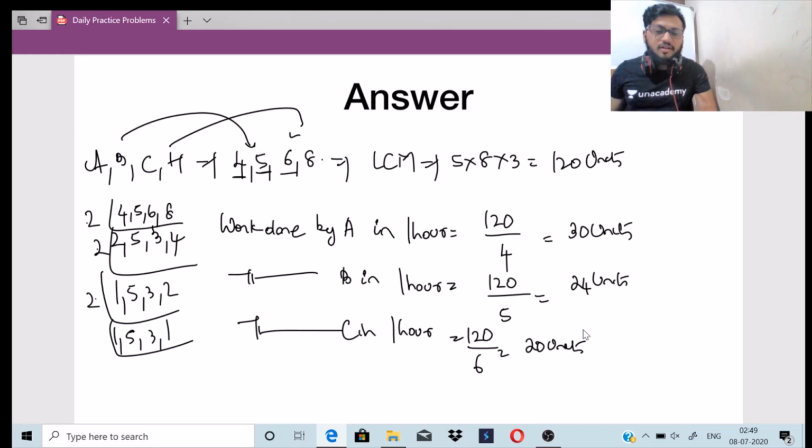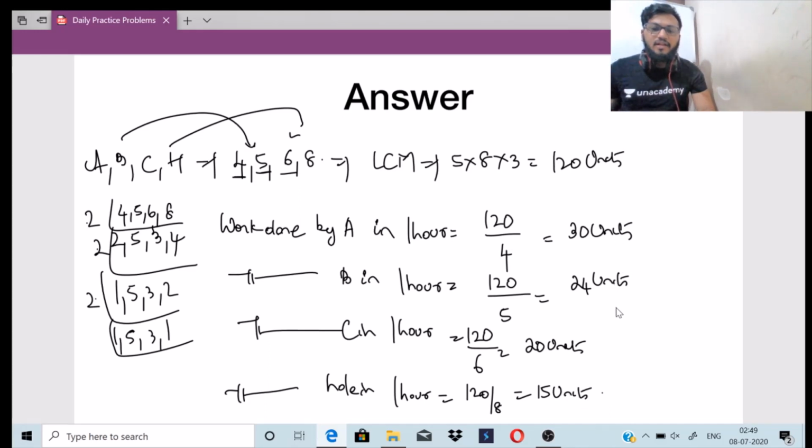We have to find out the work of the hole also, because the hole is present. We are not closing the hole, right? So work done by the hole in 1 hour will be 120 divided by 8, which is 15 units. This will be the total work done by each person.